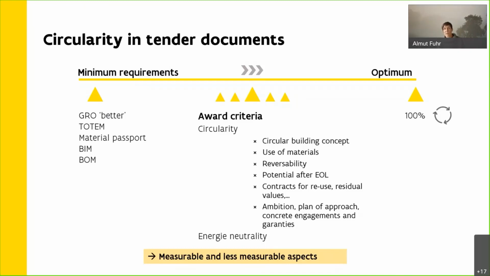On the circularity aspect, we have some qualitative and some quantitative aspects. The concept is not something you can measure in numbers, but you can use certain tools to make it somewhat measurable. So we were looking at the concept itself on the use of materials, reversibility, the potential after end of life. If there were certain contracts used for reuse of residual values, and in general, what the ambition is, the approach, concrete engagements and guarantees.